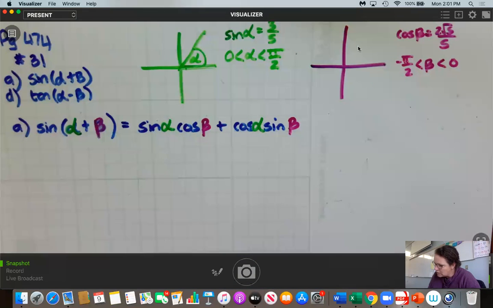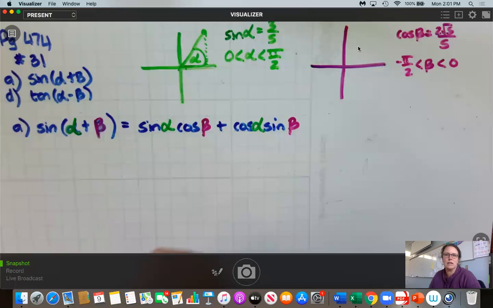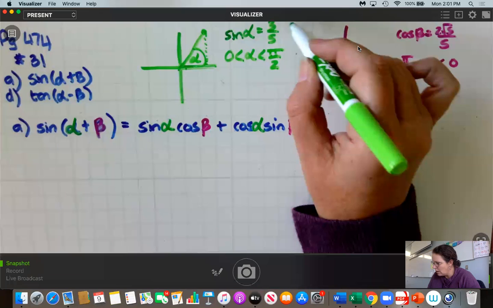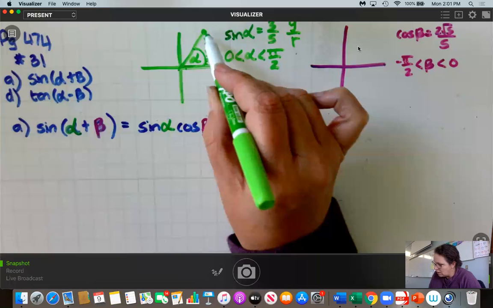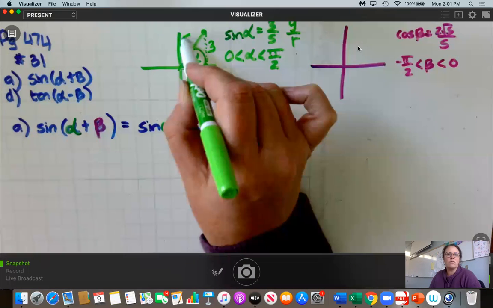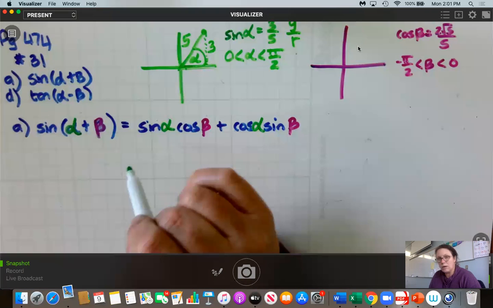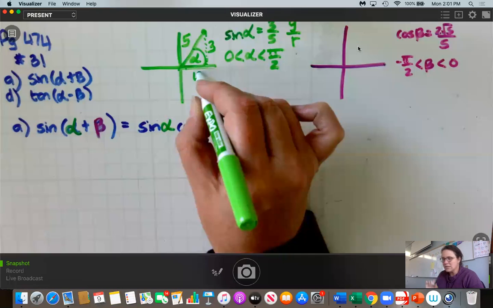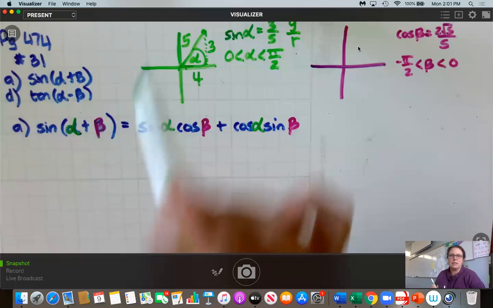I'm going to take a point somewhere along that terminal side and make a little right triangle going down to my x-axis. They told me that sine of alpha is 3/5. Sine is y over r. So that tells me that my y value is 3 and my radius is 5. And so to find the missing side, I can use the Pythagorean theorem. This is a Pythagorean triple, and so it's 4. In this case, since we're in the first quadrant, everything is positive, so that makes it a little bit easier.